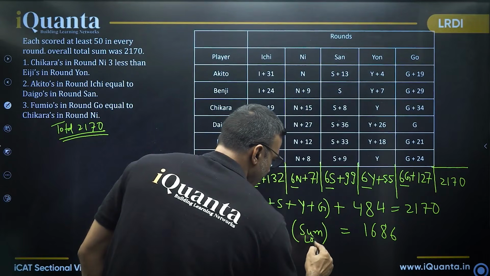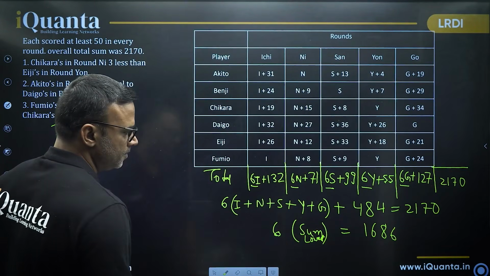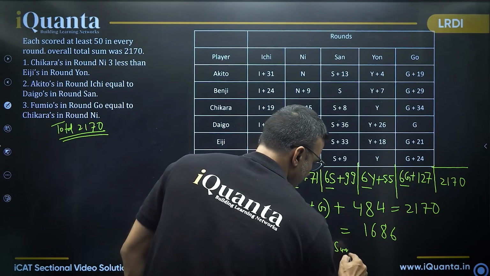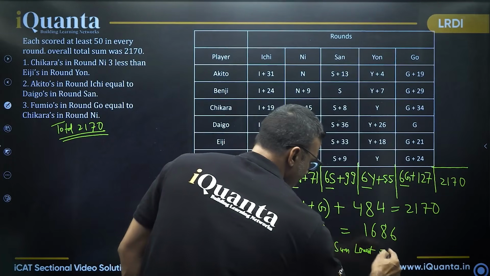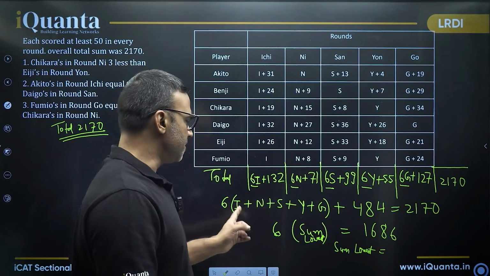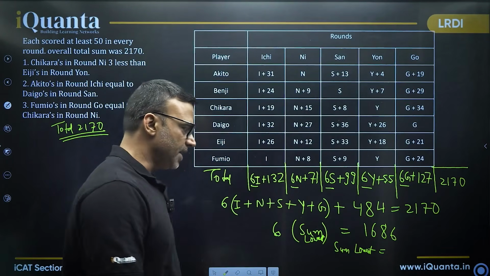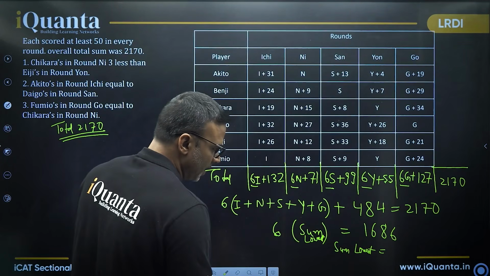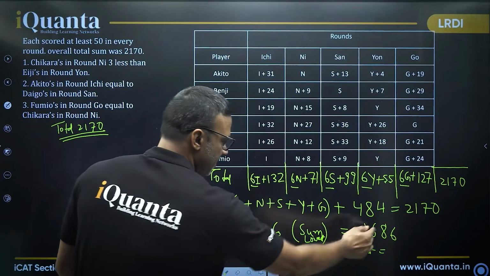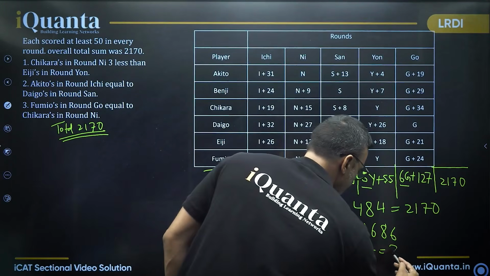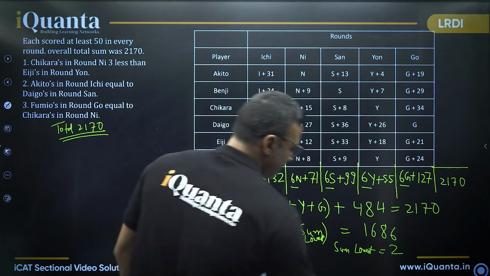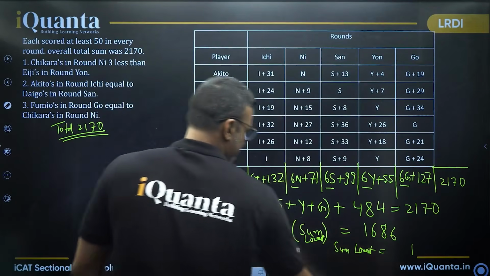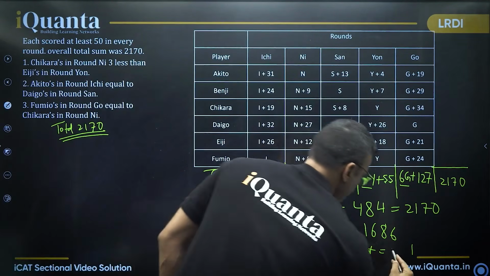Sum of lowest numbers, right? So that sum of lowest numbers will be, 6 goes to here and divides. So the sum of lowest numbers is equal to 1686 divided by 6. What are the lowest numbers? Don't forget. Lowest numbers are I, N, S, Y and G. Fantastic. Very good. So 1686 divided by 6. So this gives us 6 2s are 12, 48. 6 6s and 6 8 times is 48. So 281.